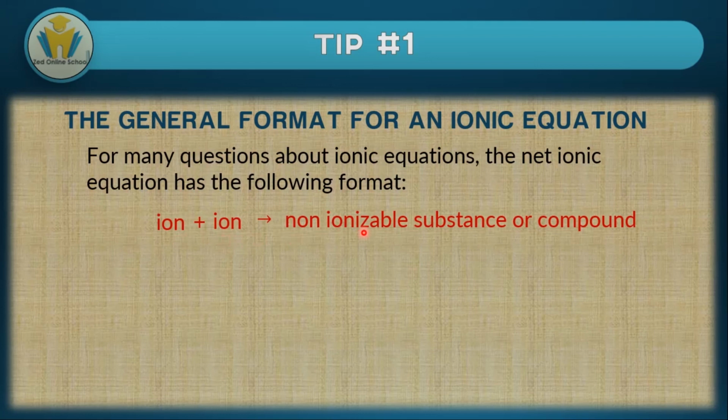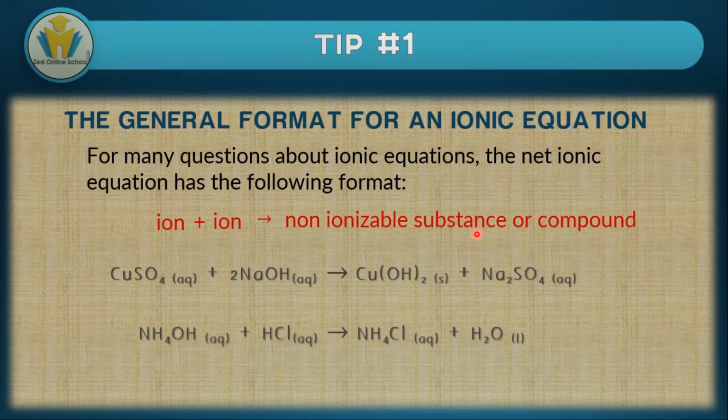Then we'll have a substance that wasn't ionized. So it might be in solid, it might be in liquid, or it might be in gas. However, as you can see, I use the word many here. Not all the questions you'll be given will have this format. There will be some where you have 2 ions and another ion on your product side. But most of the questions you'll be given will follow this format. 2 ions and a non-ionizable substance or compound.